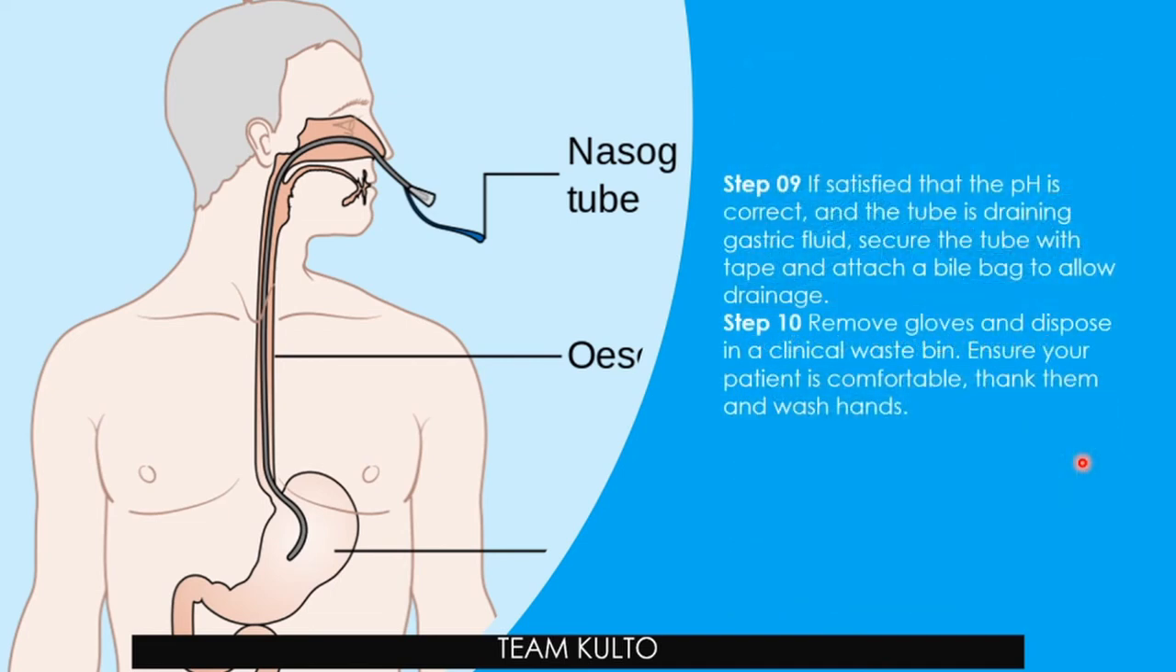If satisfied the pH is correct and the tube is draining gastric fluid, secure the tube with tape and attach a bile bag to allow drainage. Step number 10, which is the last step, remove gloves and dispose in a clinical waste bin. Ensure your patient is comfortable. Thank them and wash your hands. Siyempre, importante rin dito yung documentation natin, ha?